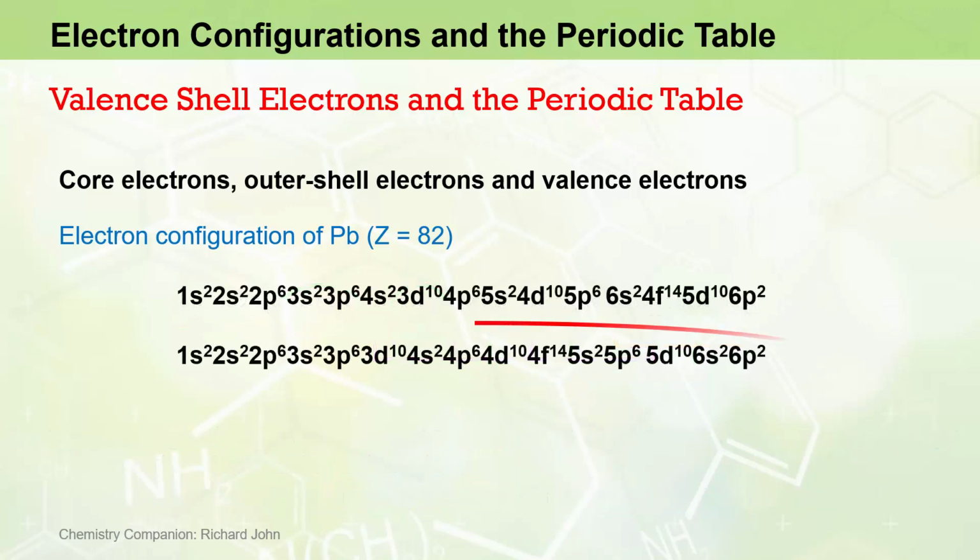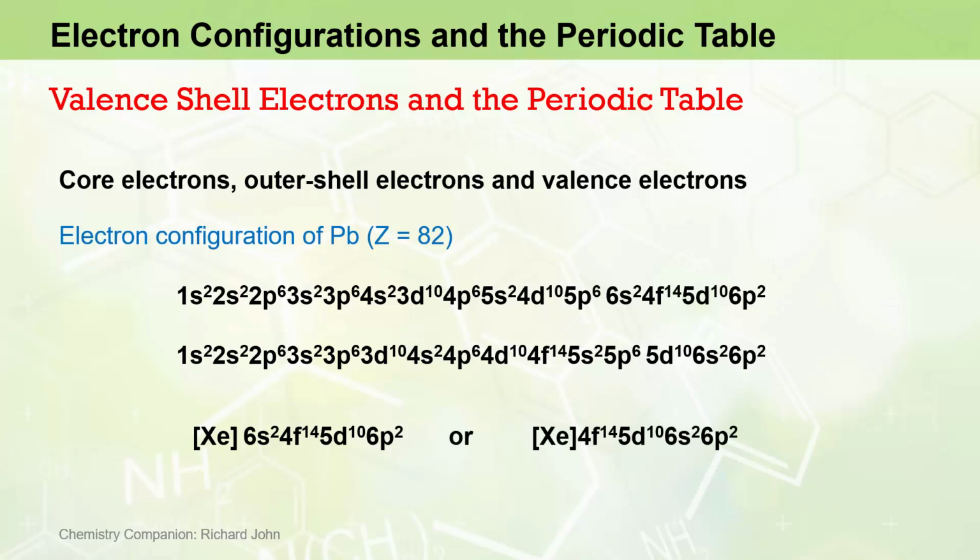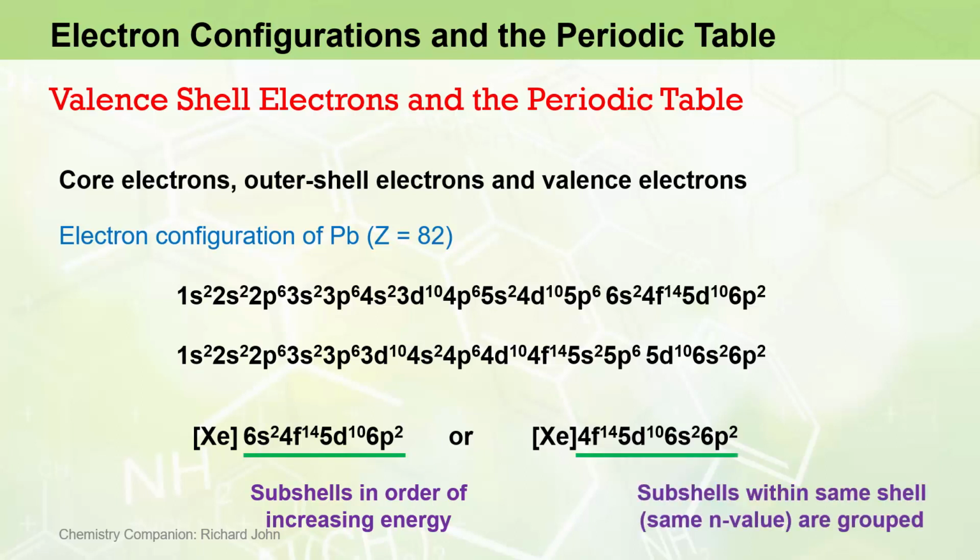So if we were to do that, the electron configuration would look like this, where we start with the single n equals 1 subshell, and then all of the n equals 2 subshells are grouped together, and then all of the n equals 3 subshells, then all of the n equals 4 subshells, then all of the n equals 5 subshells, and finally all of the n equals 6 subshells are grouped together. This gives us two ways of writing the condensed electron configuration. This way, corresponding to the electron configuration on the top, or this way, corresponding to the electron configuration on the bottom. In this one, the subshells are written in order of increasing energy. In this one, subshells within the same shell having the same n value have been grouped together.